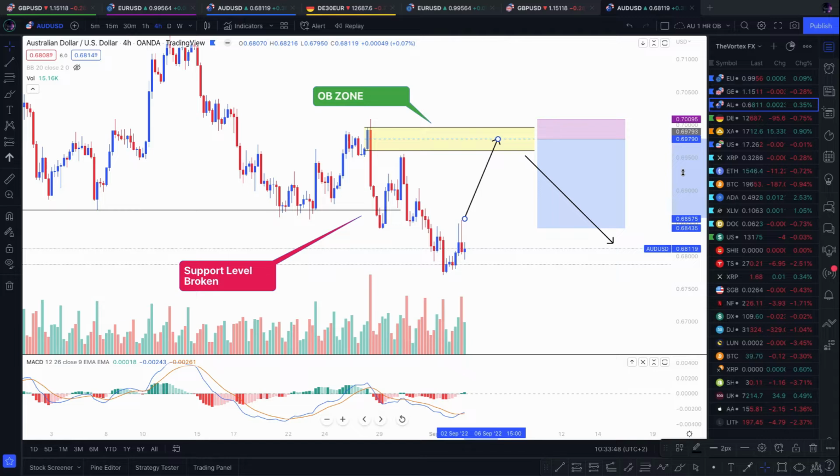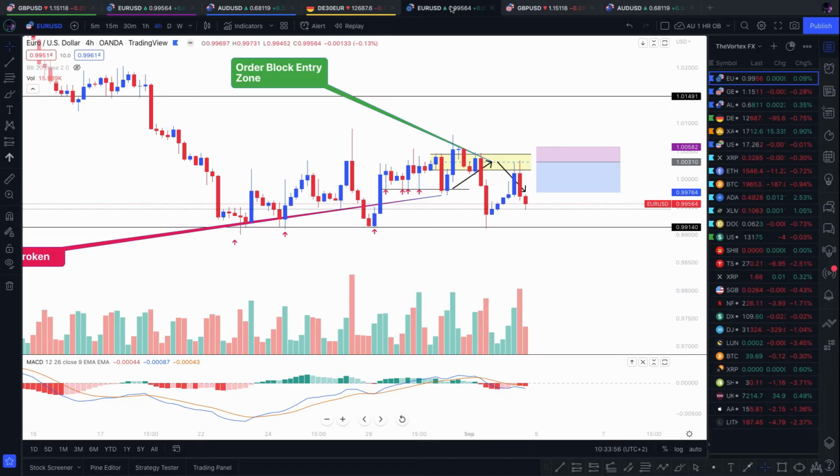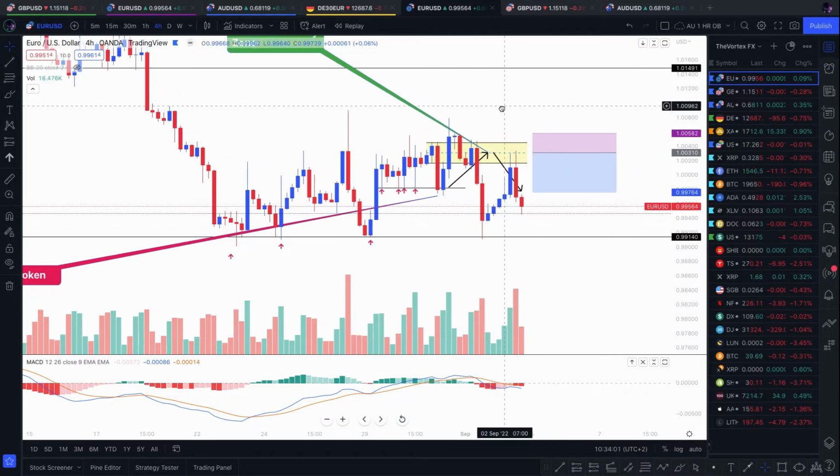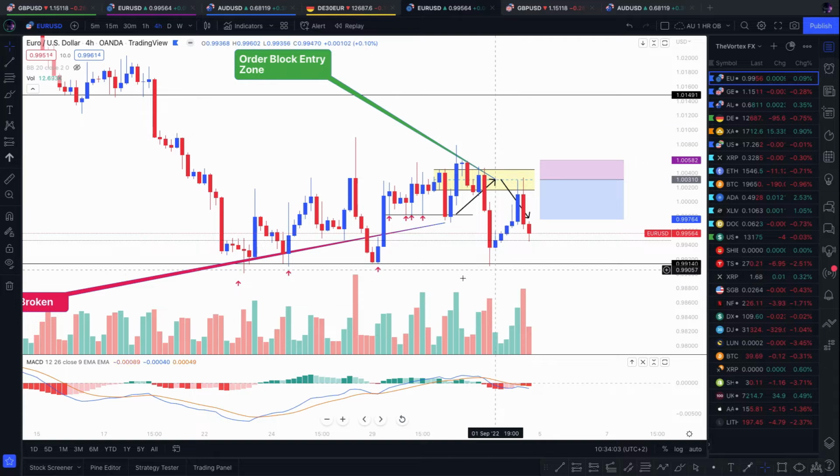Okay, so that was Tuesday the 30th. Then on number 3, we had Wednesday the 31st of August on Euro USD. Let's see what we got. This was the exact same setup, but what happened here was pretty interesting. Now, this looks pretty messy. This is only because time has gone on.